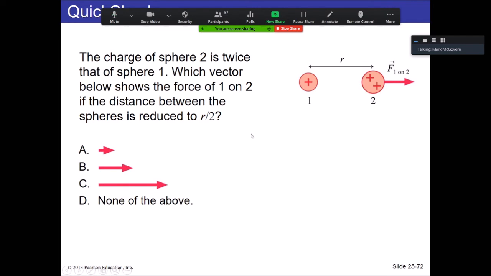Okay. The charge of sphere 2 is twice that of sphere 1. Which vector below shows the force of 1 on 2 if the distance between the spheres is reduced to r over 2? So what we're going to do is we're going to move them closer together, right, by a factor of 2. And which one of these vector lines is going to be the right one?